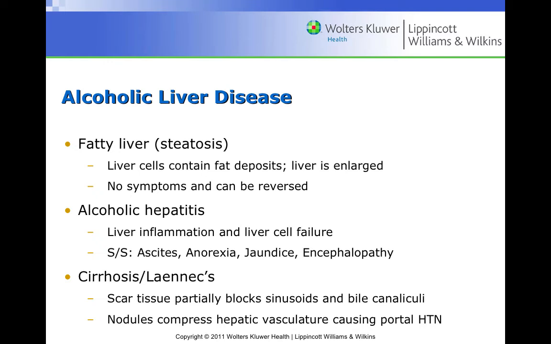And cirrhosis, the end-stage liver disease, is where we actually have scar tissue replacing the internal sinusoids of the liver, creating, for lack of a better word, something like kidney stones, but they're bile stones in the liver. There are nodules that swell and compress the hepatic vasculature, and this is what creates the portal hypertension. The portal hypertension in turn causes esophageal varices.